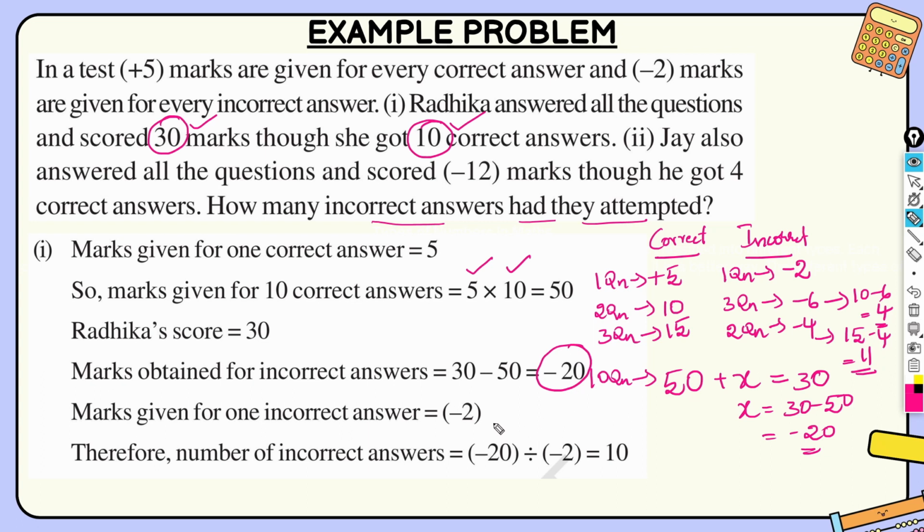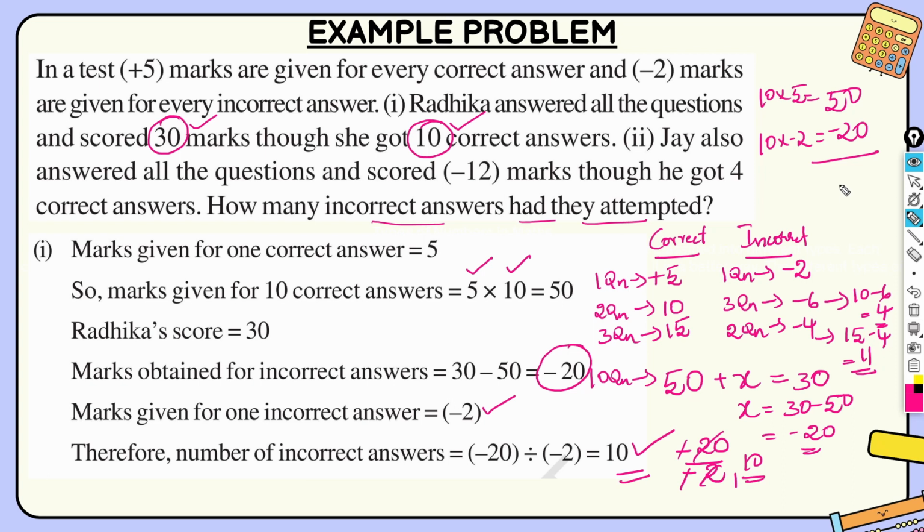So for every one incorrect answer, the marks given is minus 2. So the total marks for incorrect answers is minus 20. So the total number of incorrect answers is minus 20 divided by minus 2. The minus minus gets cancelled, 2 ones are 2, 2 tens. So the answer is 10. So Radhika answered 10 correct answers, that is 10 into 5, which is equal to 50, and 10 wrong answers, that is 10 into minus 2, which is equal to minus 20. So the total marks is 50 minus 20, that is equal to 30. So this is the marks scored by Radhika.